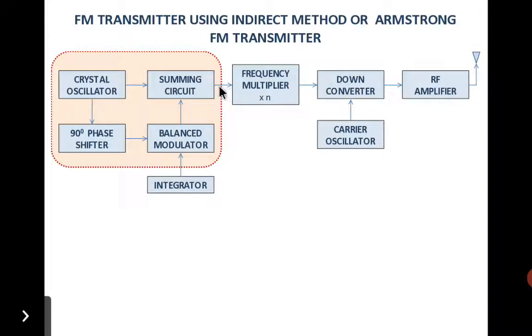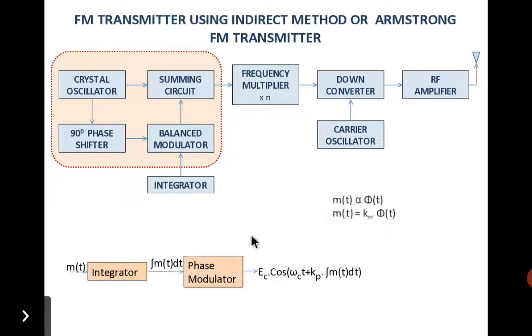In a phase modulated signal, as the message signal varies, the phase of the carrier must vary proportionally. So m of t is proportional to phi of t, the phase of the carrier. This proportionality constant can be replaced by m of t equal to kp into phi of t, where kp represents the phase sensitivity. If this process takes place, we call it phase modulation.